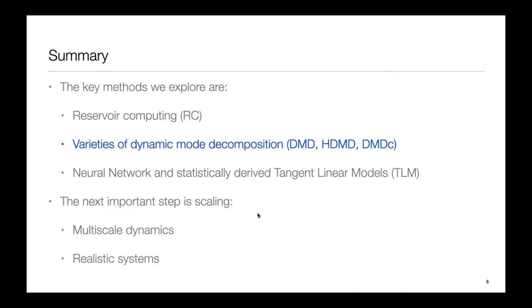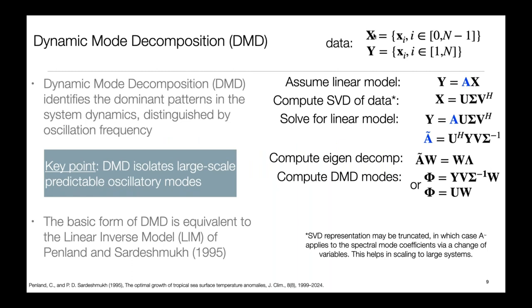Next, I want to show you a little bit about dynamic mode decomposition, which is an alternative type of data-driven method. Here, we're basically just looking at consecutive snapshots. In this case, for example, X would be the set of all time steps, with each X_i being a column vector, and Y would be the set of all time steps shifted by one. So we want to assume a linear model and represent the transfer from X to Y. And by solving for that, we have some representation in a linear model of this transfer from X to Y. The key point here is that dynamic mode decomposition isolates the large scale predictable oscillatory modes. So that's what we're focusing on for prediction.